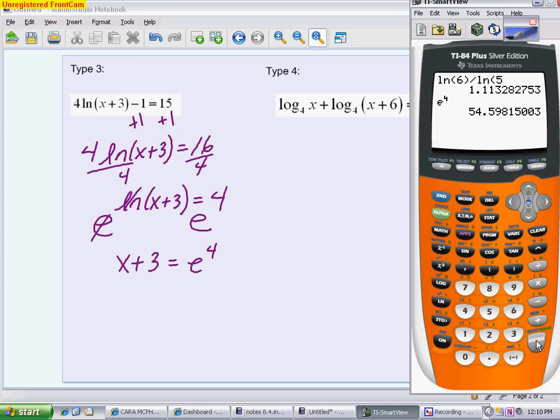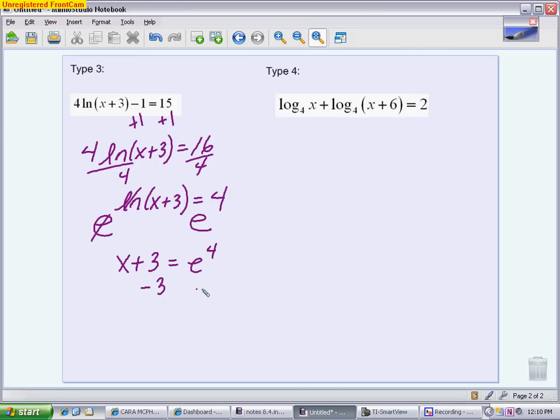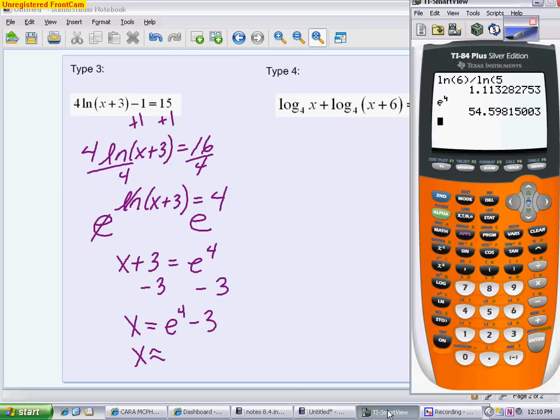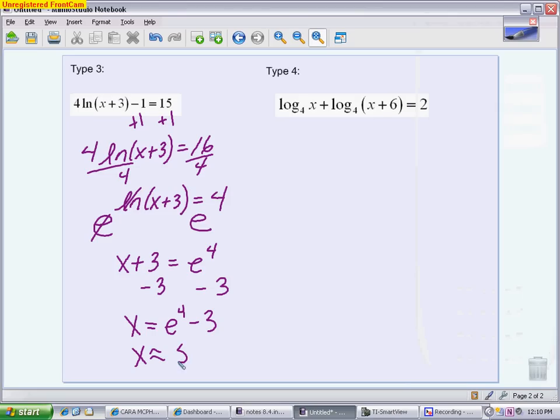We're going to take that answer, and then we're going to subtract 3 from both sides. So I can either write my answer as exactly e to the 4th minus 3, or if I want the decimal approximation, I can take what I just had, subtract 3 from it, and I'd say that it's approximately 51.598. Both answers are acceptable.